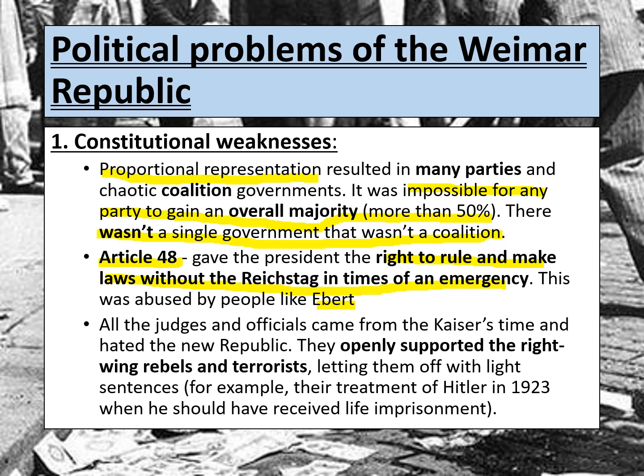The other constitutional weakness that you might be familiar with is that all judges and officials came from the Kaiser's time, and these guys hated the new republic. Quite often they were very right-wing in their views, and therefore they openly supported right-wing rebels and terrorists that basically came out of this period.